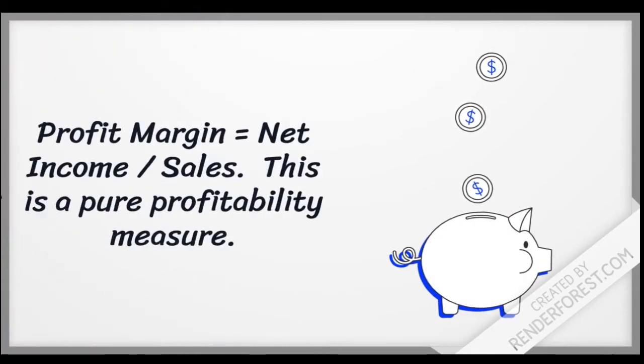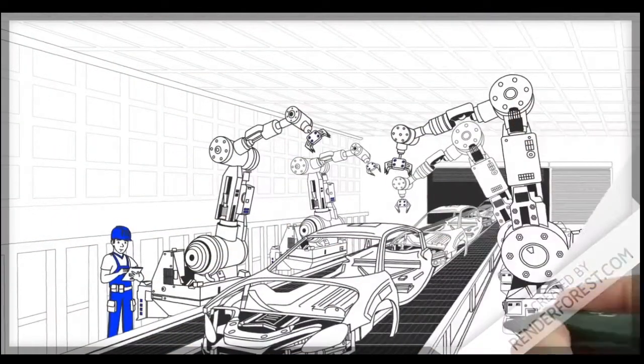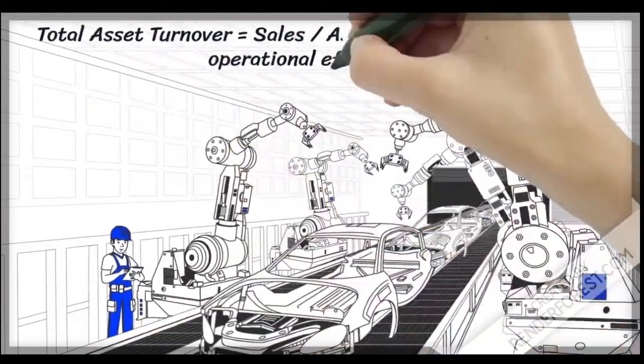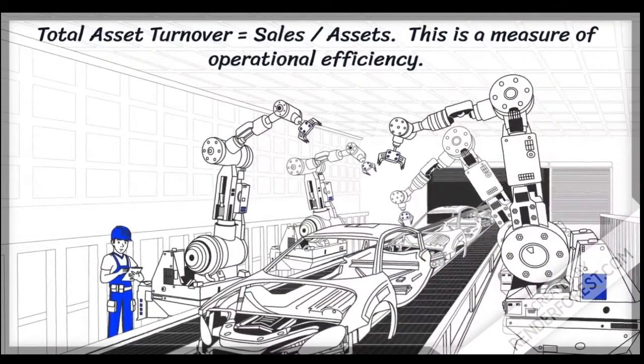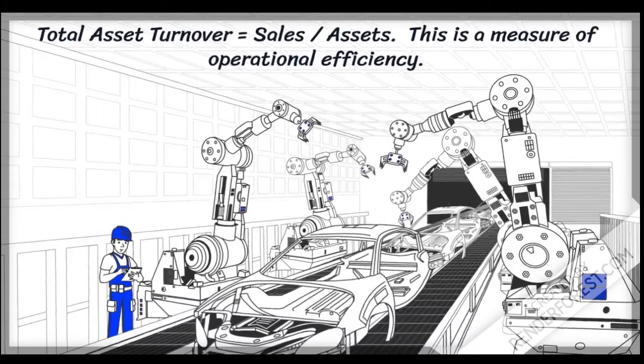Profit margin is net income divided by sales. This tells us how many cents a company earns for every dollar it receives in sales. Think of this as a measure of pure profitability. Total asset turnover is sales divided by total assets. This tells us how many times a dollar spent on assets is returned in sales. This is a measure of operational efficiency.